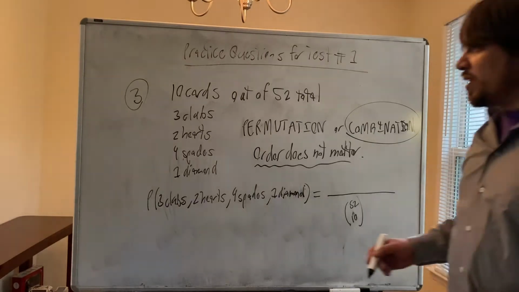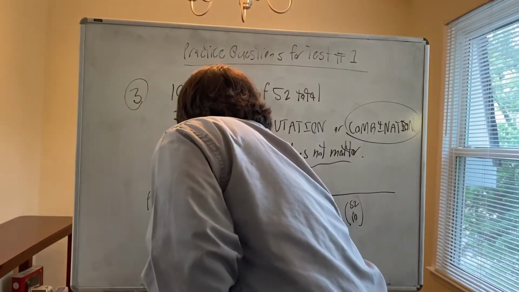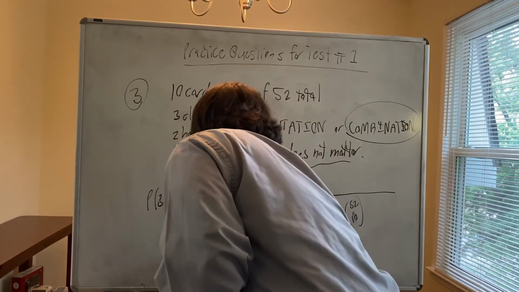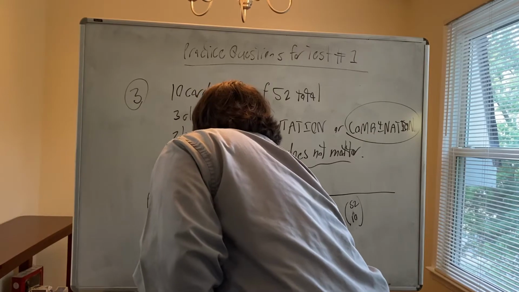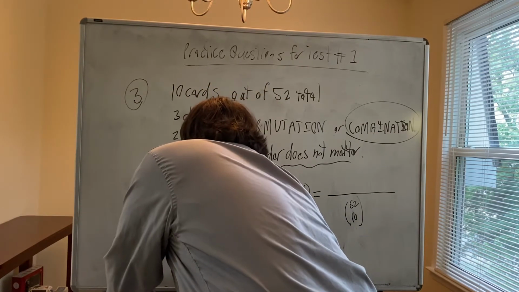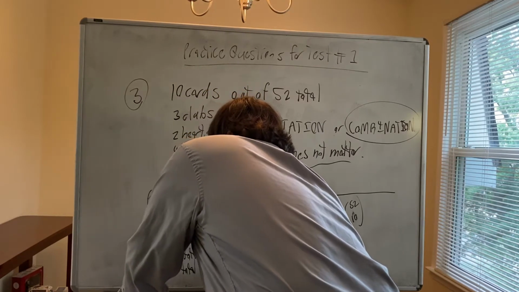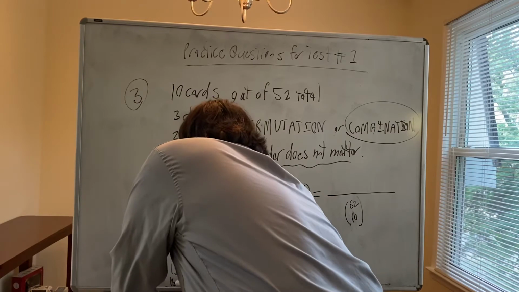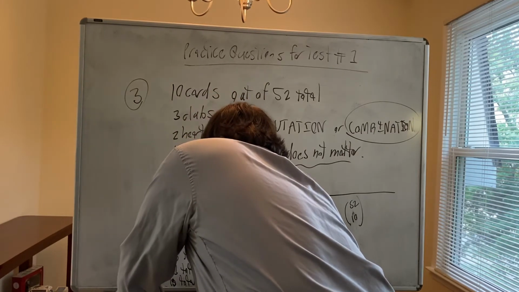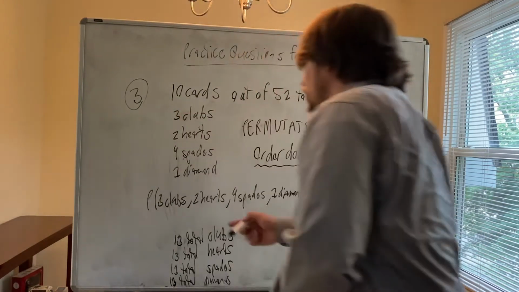Well, there's 13 clubs, right? There's 13 total clubs. There's 13 total hearts. There's 13 total spades. And there's 13 total diamonds. I'm trying to put them in the same order as the list above. So there's 13 of each.